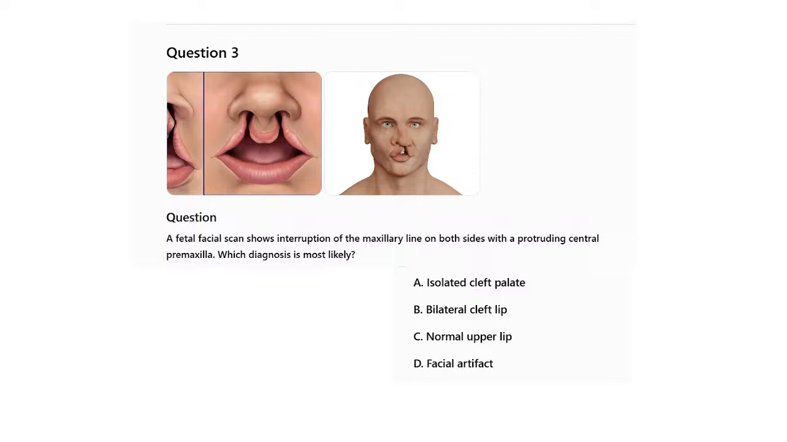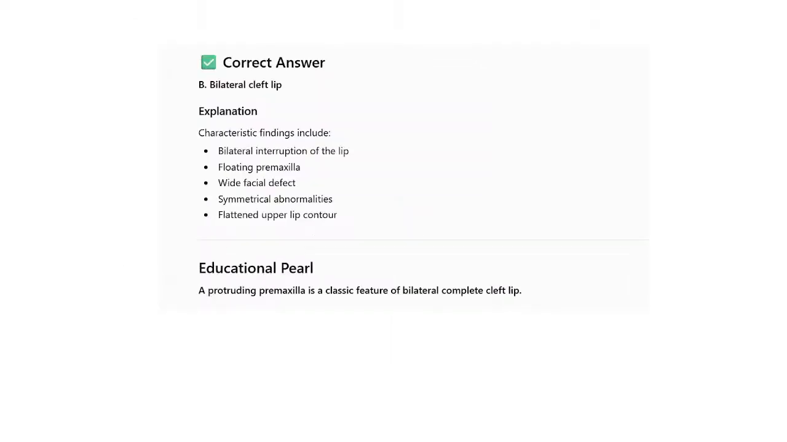So the correct answer is B, bilateral cleft lip. The explanation: characteristic findings include bilateral interruption of the lip, a floating premaxilla, wide facial defect, symmetrical abnormalities, and flattened upper lip contour. So the educational appeal: protruding premaxilla is a classic feature of bilateral complete cleft lip.